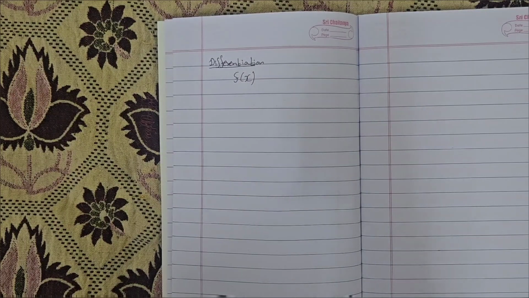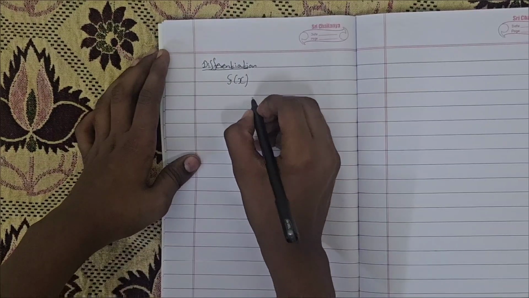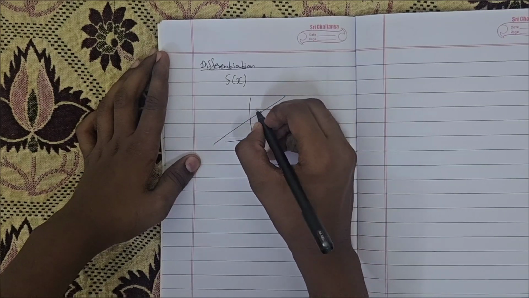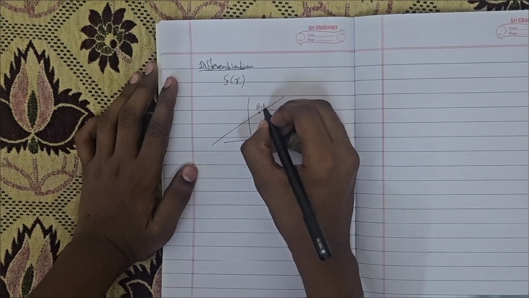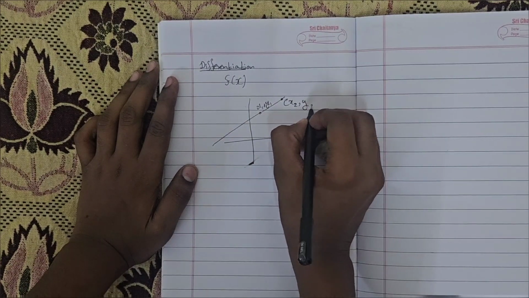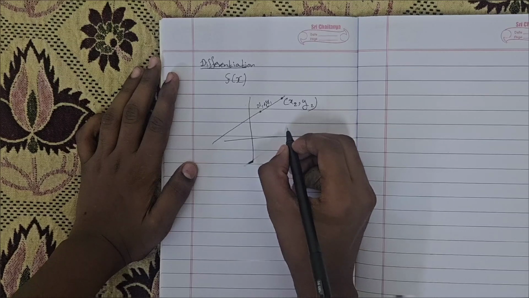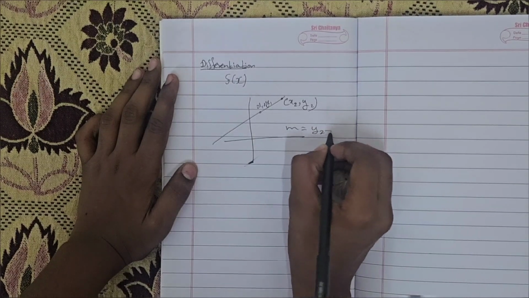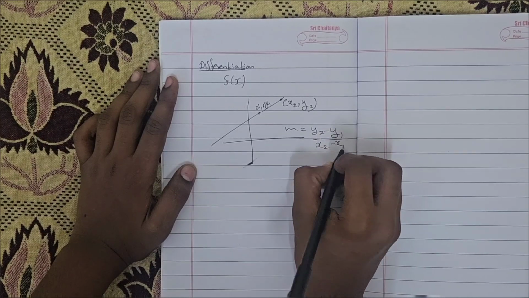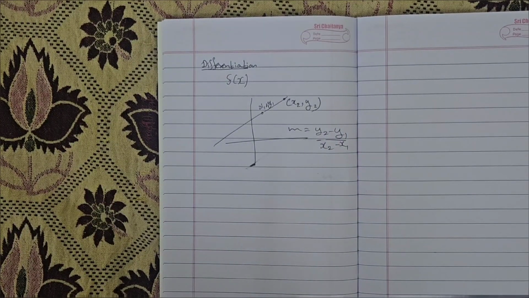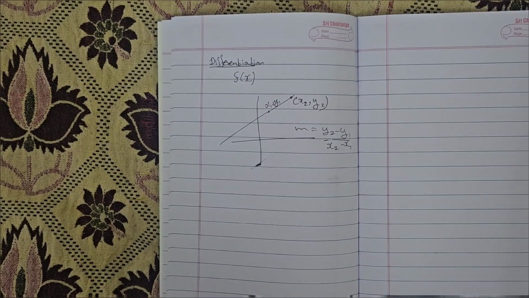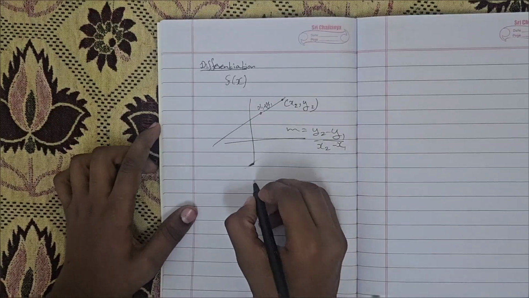But here comes the challenging part. For a line, we can easily find the slope using this formula. And the formula is m equals y2 minus y1 divided by x2 minus x1. This is a formula for a line, but what if instead of a line we get a curve like this?